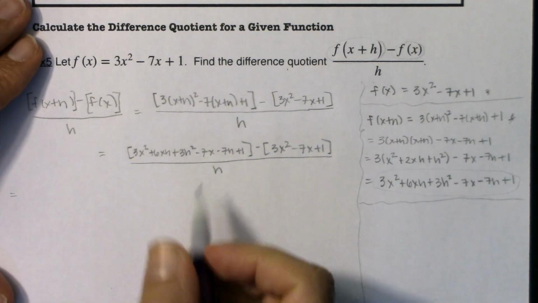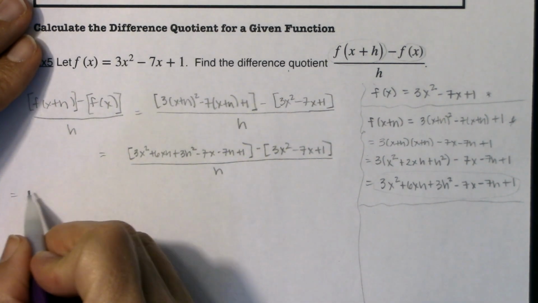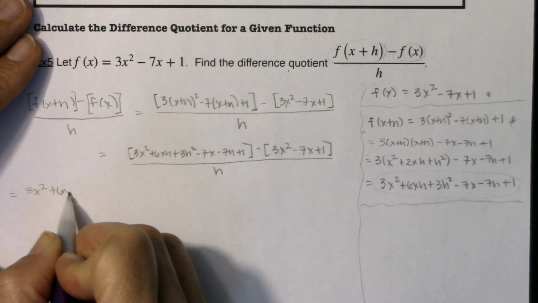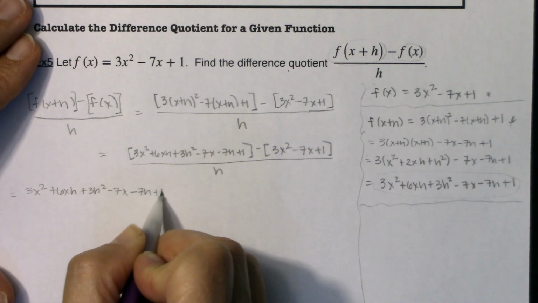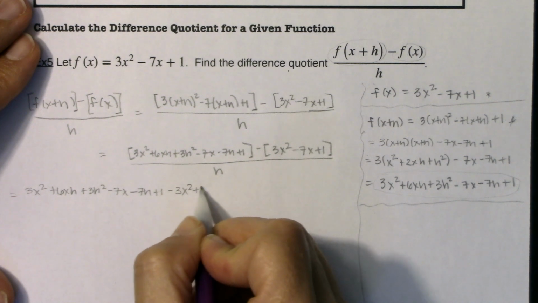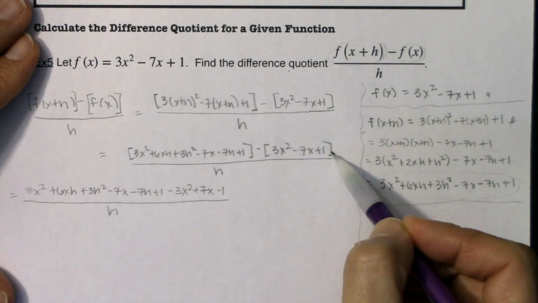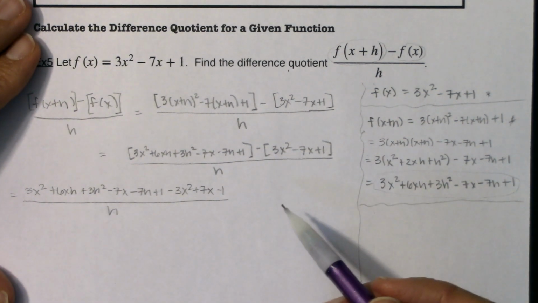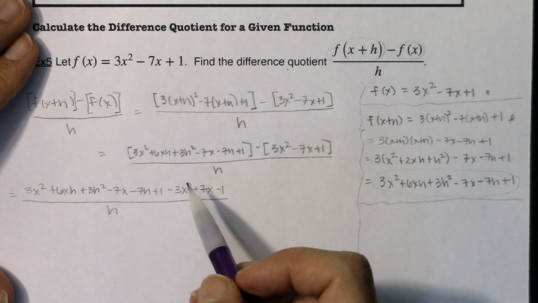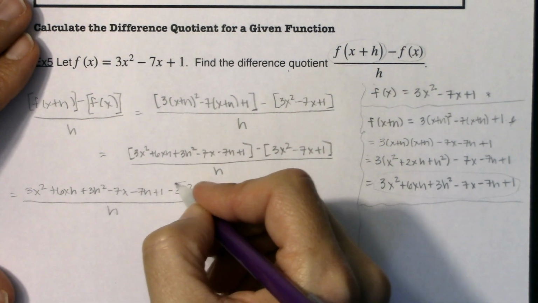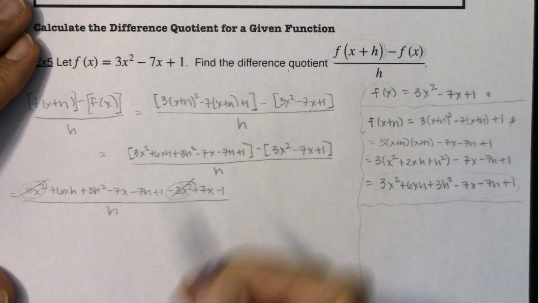All right, so let me go ahead. I'm going to put the equal sign over here just because there usually is so much algebra. So I'm going to drop the brackets and distribute that negative sign. So we've got 3x squared plus 6xh plus 3h squared minus 7x minus 7h plus 1 minus 3x squared plus 7x minus 1, all over h. Okay, so I dropped the brackets and distributed that negative. And now let's see if these three terms, the 3x squared, the 7x, and the 1, get canceled anywhere. If I start to look, this negative 3x squared has a counterpart of positive 3x squared here, and they do cancel. That is a good sign.